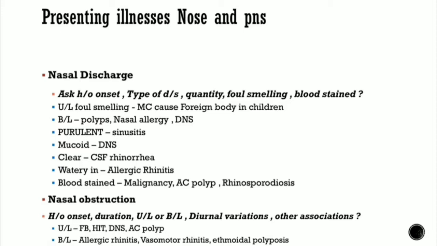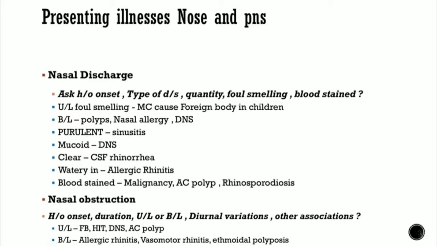First is nasal discharge. Ask for the history of onset, the type of discharge, quantity. Was it foul smelling? Was it blood stained? The most common cause of unilateral foul smelling discharge is foreign body in children. Bilateral nasal discharge is seen in polyps, nasal allergy, DNS.